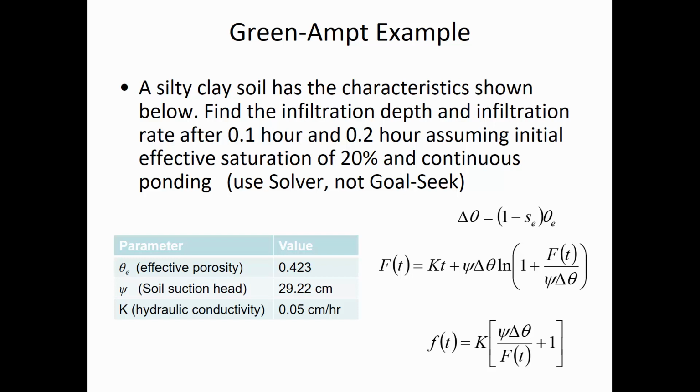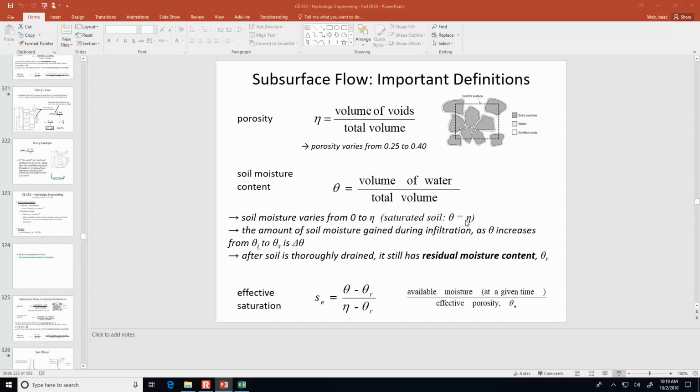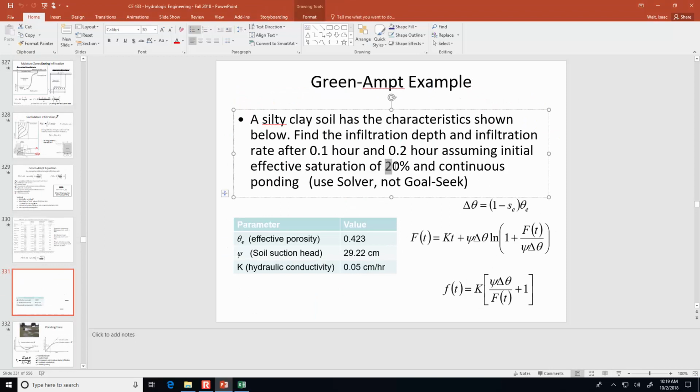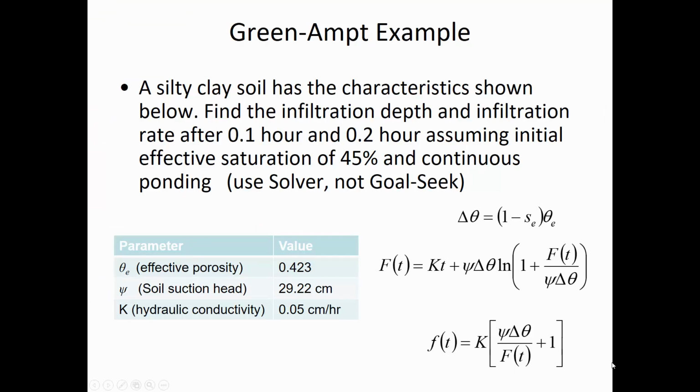I think I may have done my example at a different initial saturation. So let's change it, my calculations are based on an initial effective saturation of 45%. So please scratch that out in your notes. Okay, so S sub E is 0.45. I'm not sure why the discrepancy there, but I'm glad I caught it now rather than later.